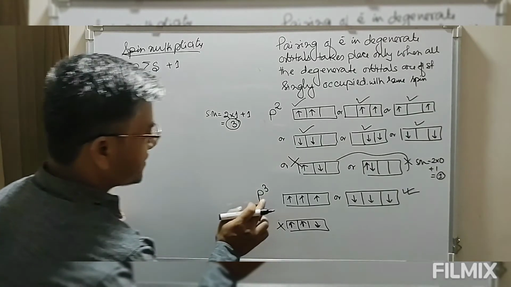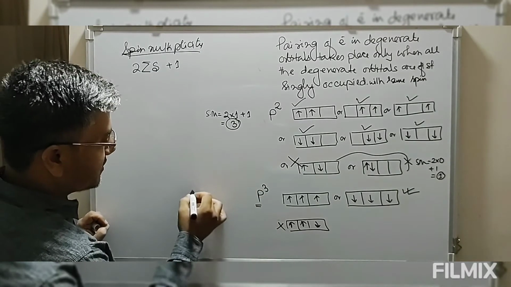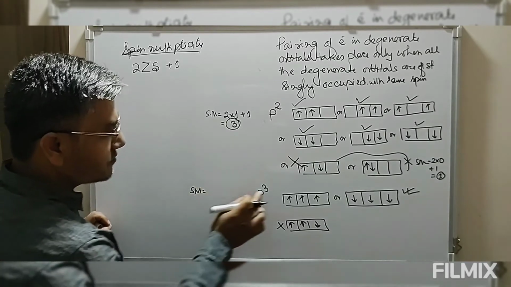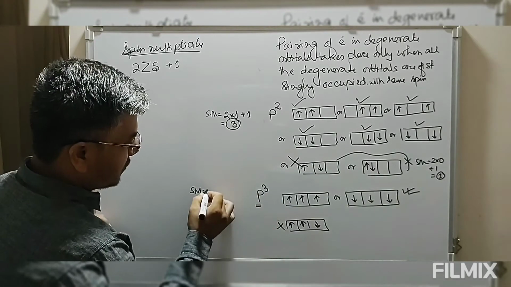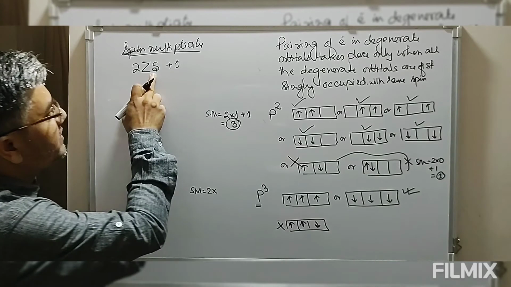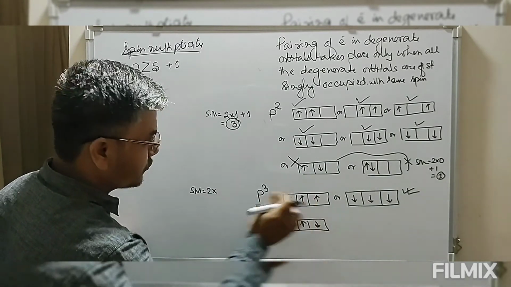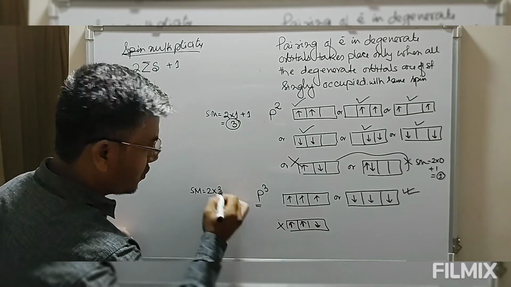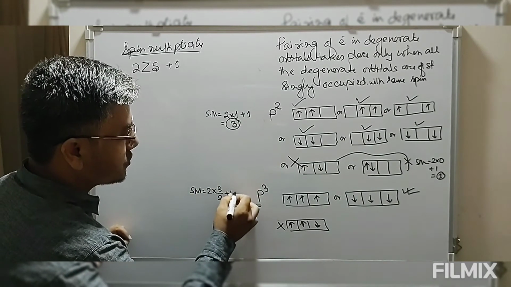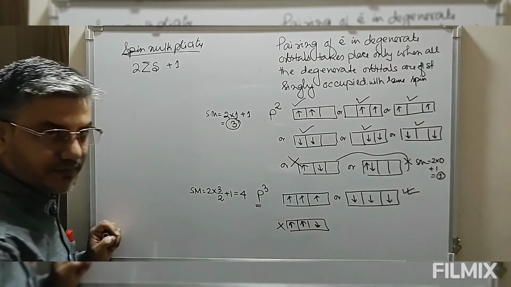Similarly, take P3 and find the spin multiplicity. Multiplicity is 2 times the summation of spin quantum numbers: plus half, plus half, plus half. So we say 2 into 3 by 2 plus 1. So multiplicity is 4 here.